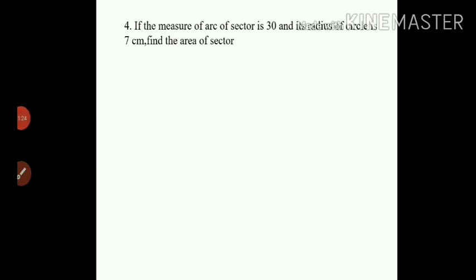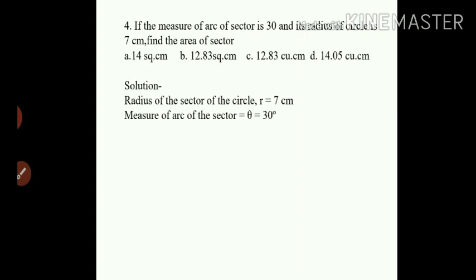Now next, question number 4. If the measure of arc of a sector is 30 and the radius of circle is 7, find the area of sector. So here again 4 options are given. See what is given: radius of a sector, that is r, is 7 centimeter. Measure of arc of sector, that is theta, is 30 degree.